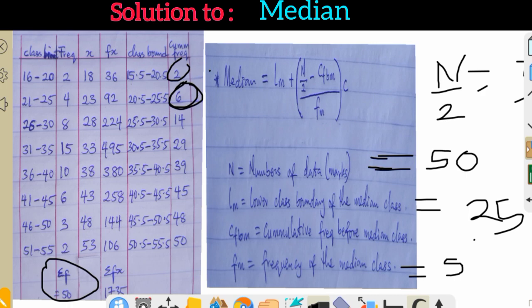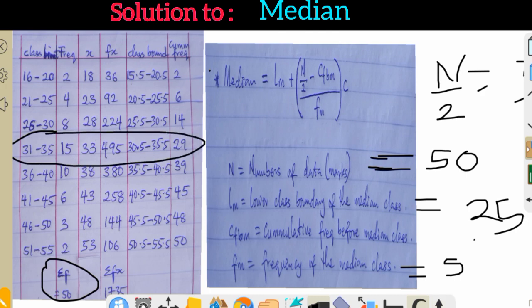We're having 7 to 14 here. We're having 15 to 29 here. So that means our 25th position is in this place. How do I know it's in this place? Because 25 is less than 29. So just like we got 25 here, trace that 25 to this cumulative frequency table.